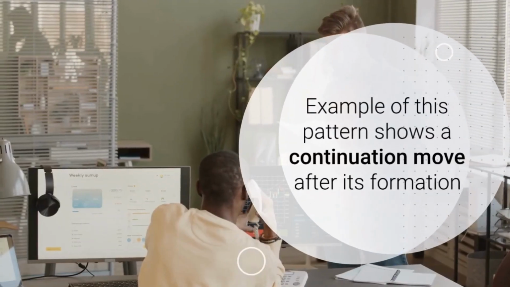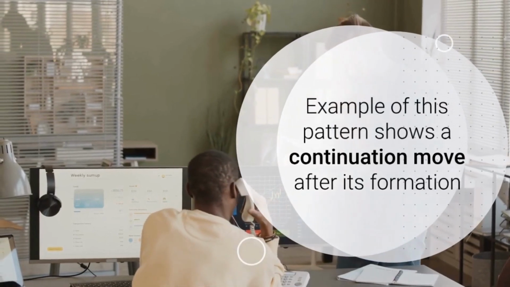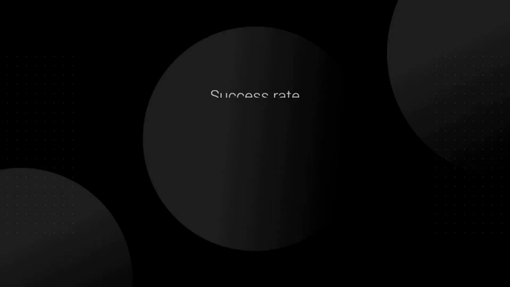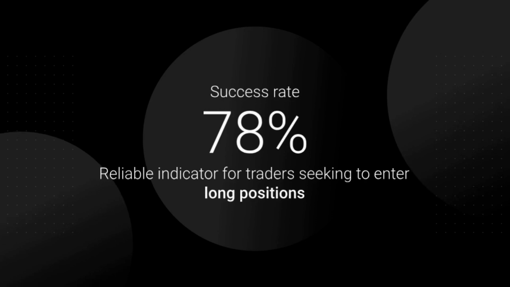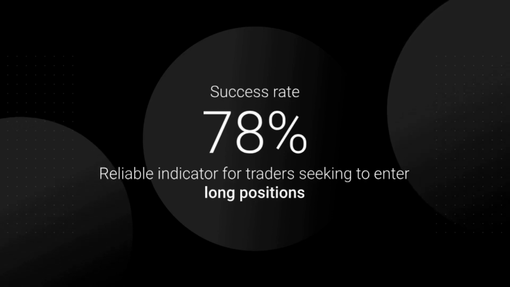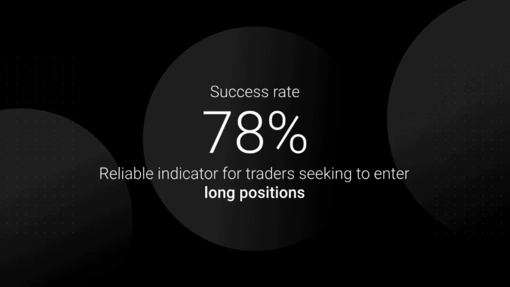An example of this pattern shows a continuation move after its formation. The success rate of the mat hold bullish pattern is an impressive 78%, making it a reliable indicator for traders seeking to enter long positions.